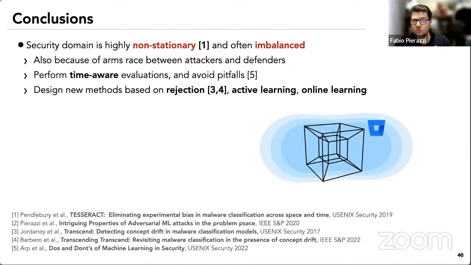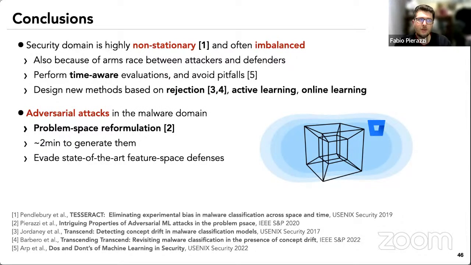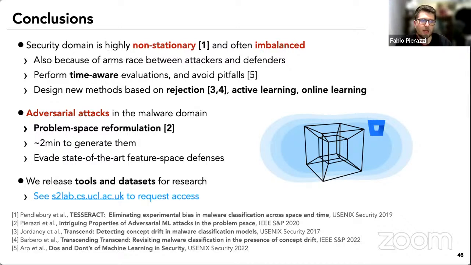But rejection is only one of the possible approaches. You can also consider, for example, active learning, online learning, or completely changing the paradigm. And adversarial attacks in the malware domain are feasible. And we introduce a problem space reformulation that can help you and assist you in tackling this problem.